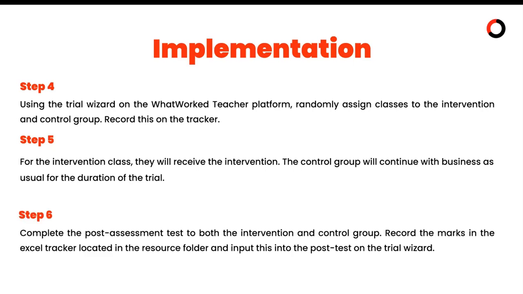Step 6, complete the post-assessment test with both the intervention and control group, record the marks in the Excel tracker located in the resource folder and input this into the post-test on the trial wizard. You'll then complete a short process evaluation survey, click Analyze to generate the report.